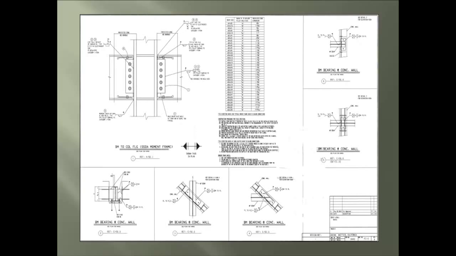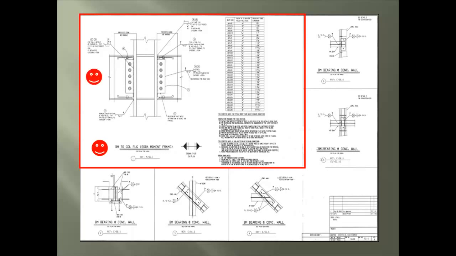We move to the second page of general details, and we come to the detail covering the SSDA beam to column connection. And we see the title call out, which has you referencing back to the approved design drawings. Next is the elevation view of the connection. There again, notice the continuity plates at the top and bottom beam flanges.